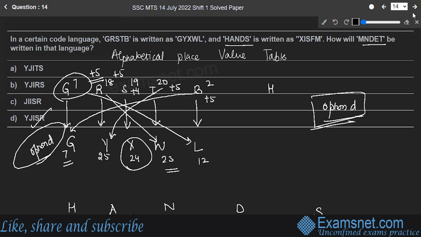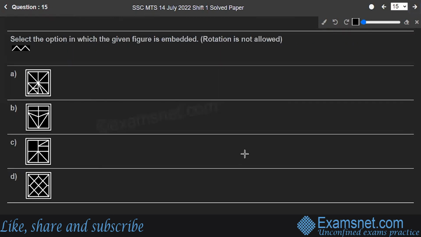Hope you're clear. Next, question number 15. Select the option in which the given figure is embedded. Rotation is not allowed. So this is the given figure, and you have to find out where it is embedded. A, B, C, D. There are 4 options. Let's check which of these options it is in.